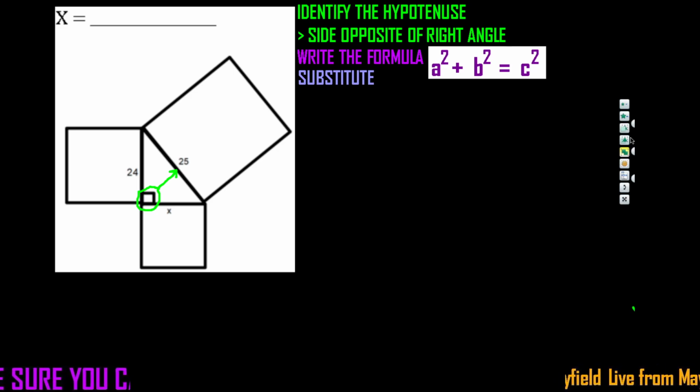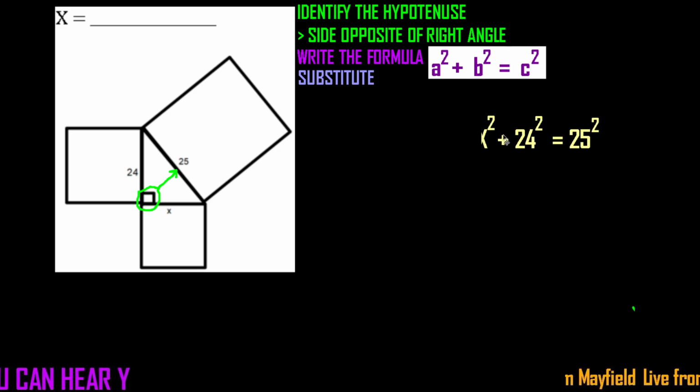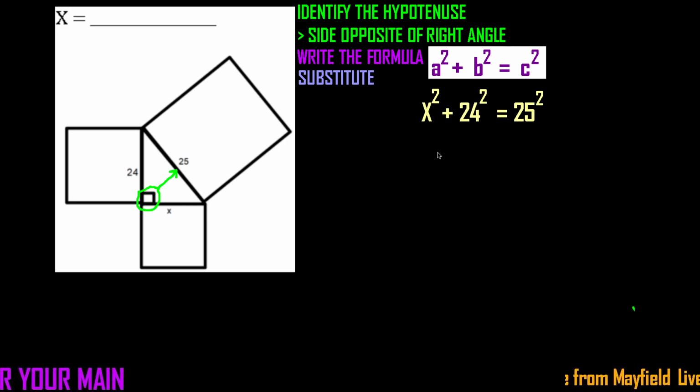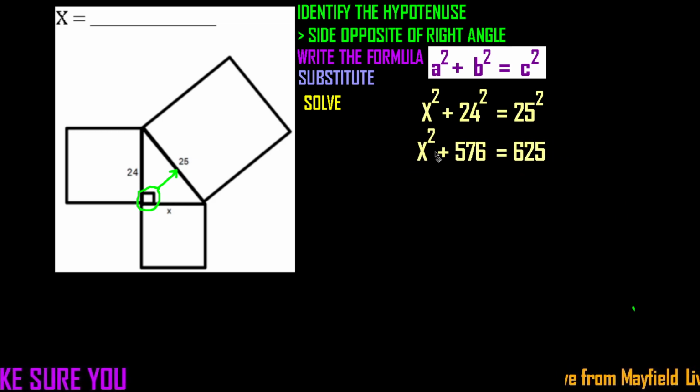I know one of the legs is going to be x. I can let either a or b be x, it doesn't matter because those are both legs. So we have x squared plus 24 squared, and that's equal to 25 squared. To solve, we are going to solve for x. We simplify what we can. Since we don't know what x is, we let x squared be itself. However, 24 squared is 576, and 25 squared is 625.